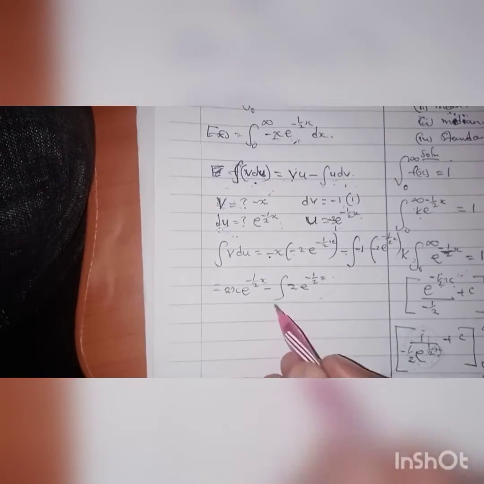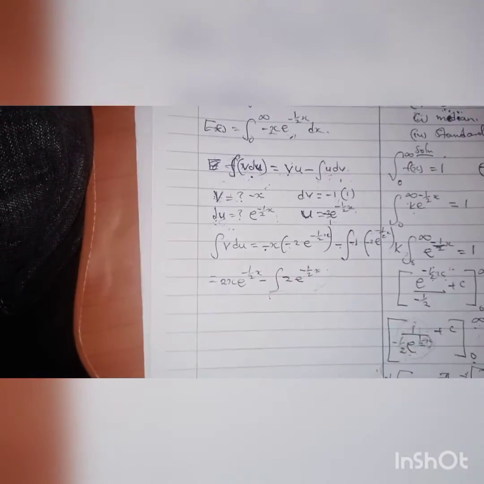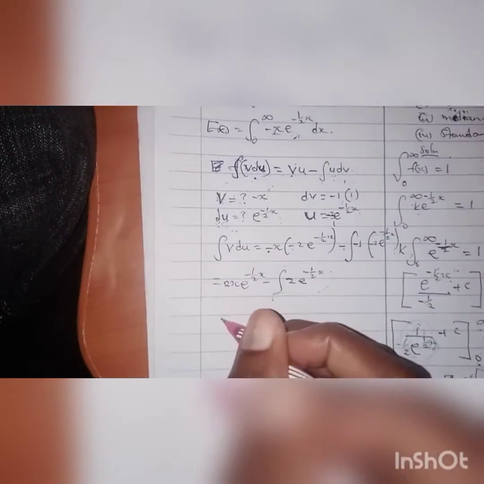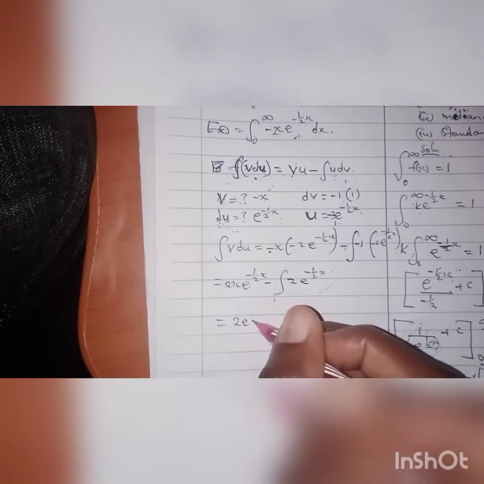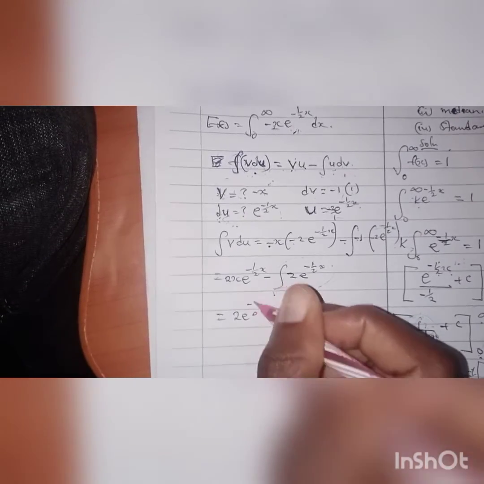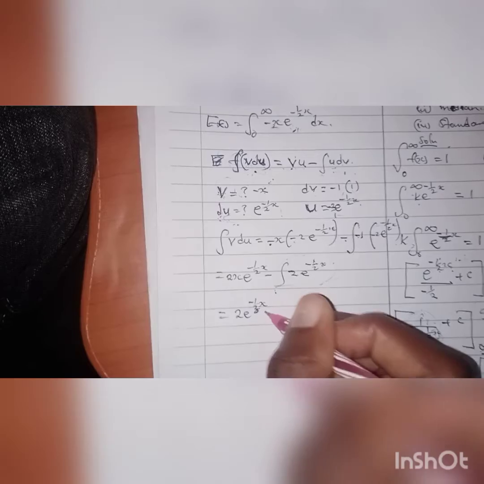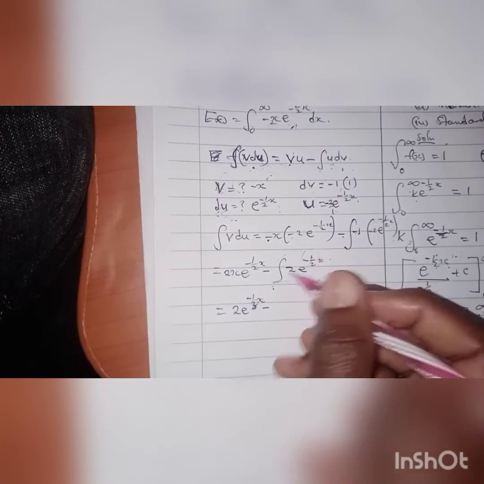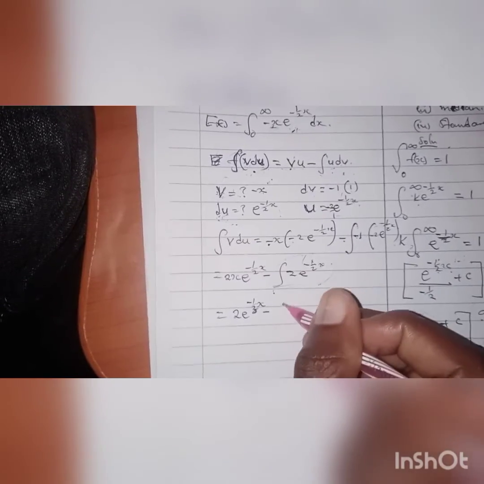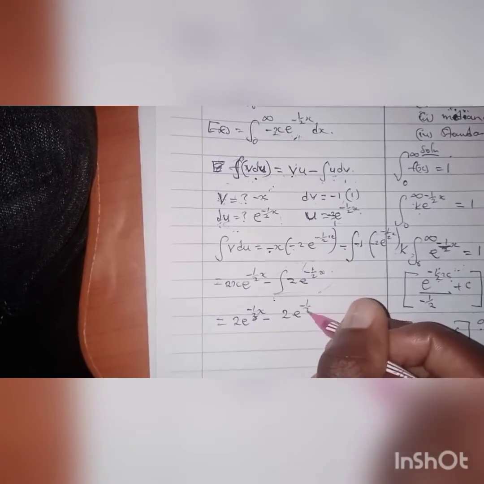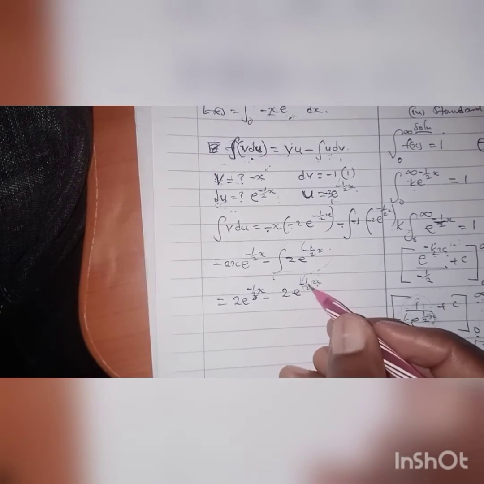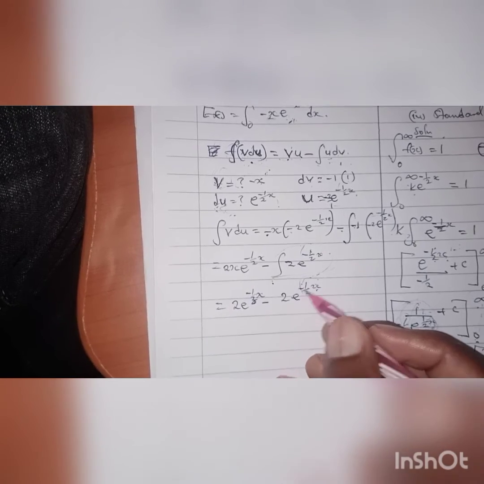Then ask yourself, how do we differentiate this one? So then what you have to do, just find the derivative of this one. Therefore it will be just 2 e raised power minus a half of x, minus the derivative of this one. You take the function which is 2 e raised power minus a half x, then we divide by the derivative of the power, which is just minus a half.